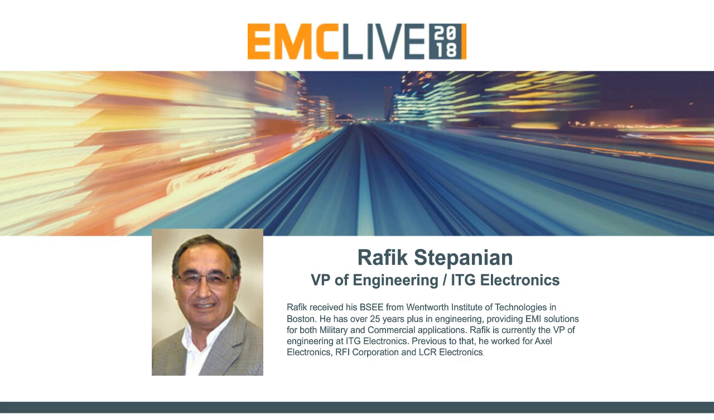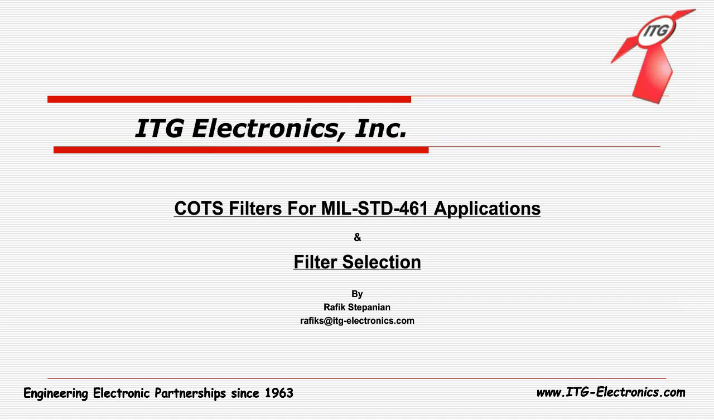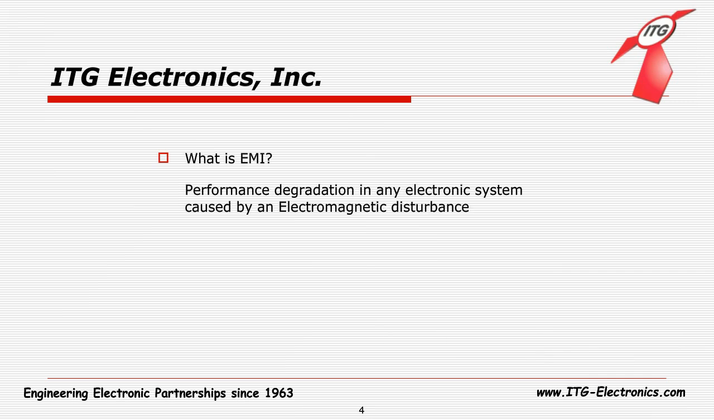As Ken mentioned, our presentation today is about COTS filter and selection. So before we start with COTS filters, let's identify EMI noise and the EMI noise generators, and talk about EMI. EMI is performance degradation in any electronic system caused by electromagnetic disturbance. What I mean by that is any electronic device that turns on and off at a certain rate has the potential to generate EMI noise. For example, electronic switches such as IGBTs and TRIACs used in electronic control, power supplies, inverters, etc. The levels of the noise are dependent on the switching frequency.